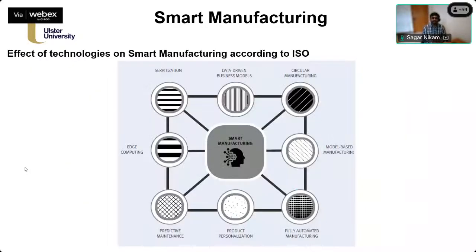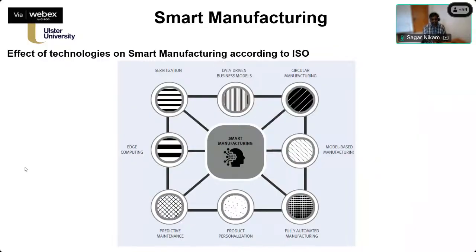So when we try to integrate these technologies, obviously this is going to have some effect on manufacturing. Not a bad effect, but it is going to take manufacturing to the next level, where manufacturers can derive a particular business model based on the data. The manufacturer can also look at circular manufacturing, the product life cycle, as we call it. So where is your current product? What is the current state? Has it been scrapped, or has it been sent for recycling? All these things come under circular manufacturing.